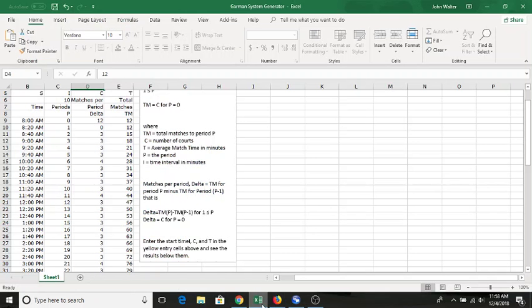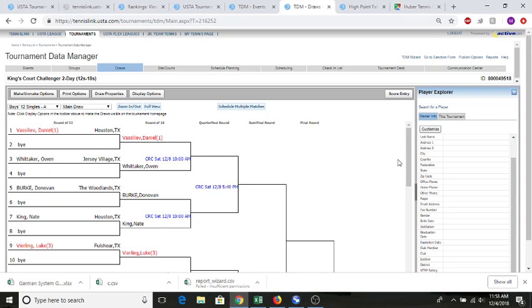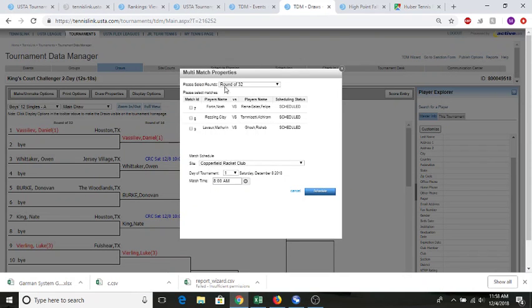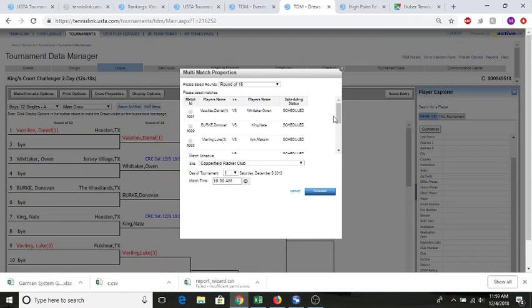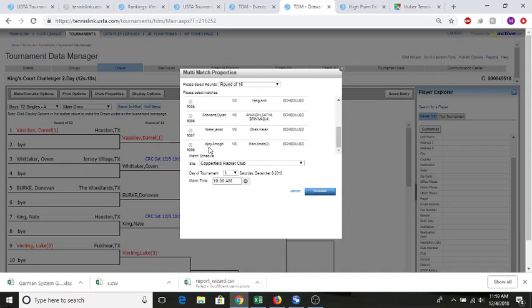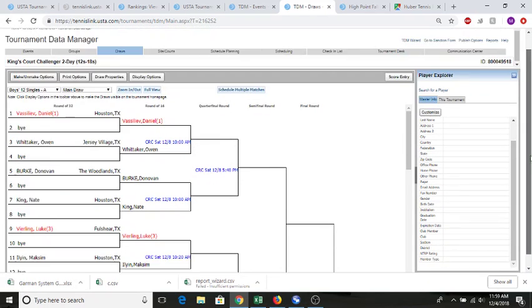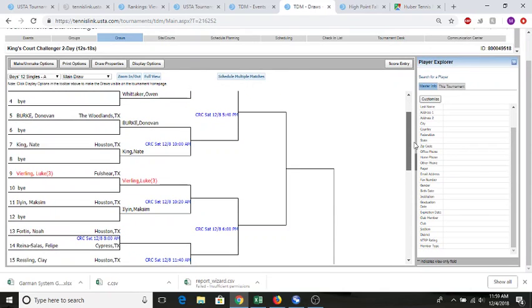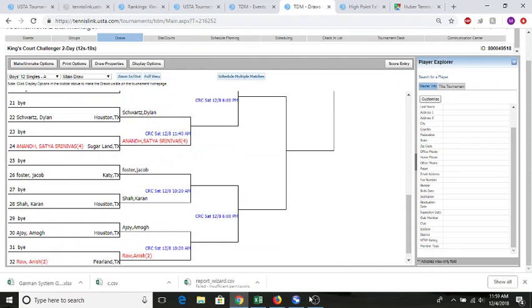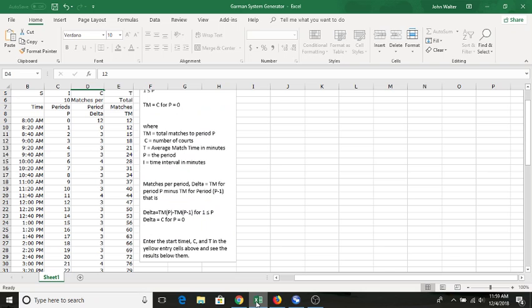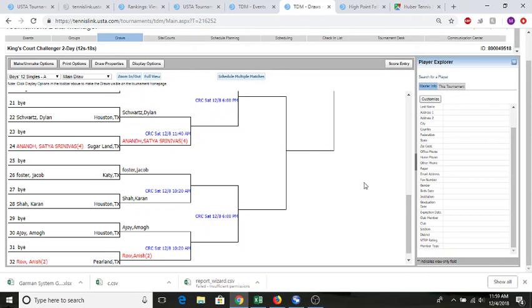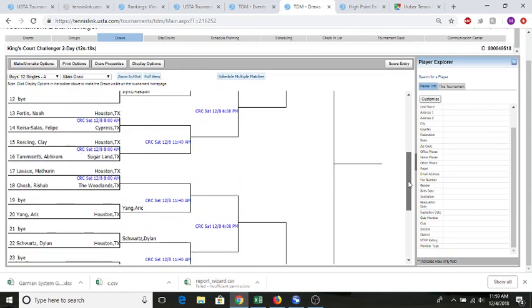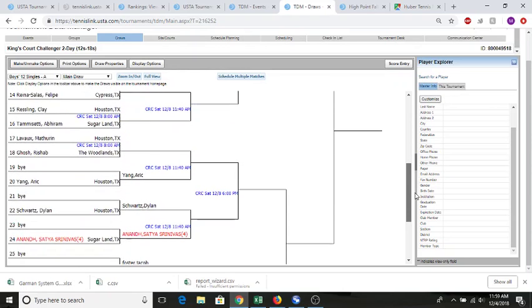My next time slot is 10:20. I have 3. And I'll schedule that one for 10:20, this one and this one, because I want the players that got byes to lose earlier. All right, 10:20, 10:20, 10:20, and then 3 at 10:40. It's going to be those middle matches, perfectly.